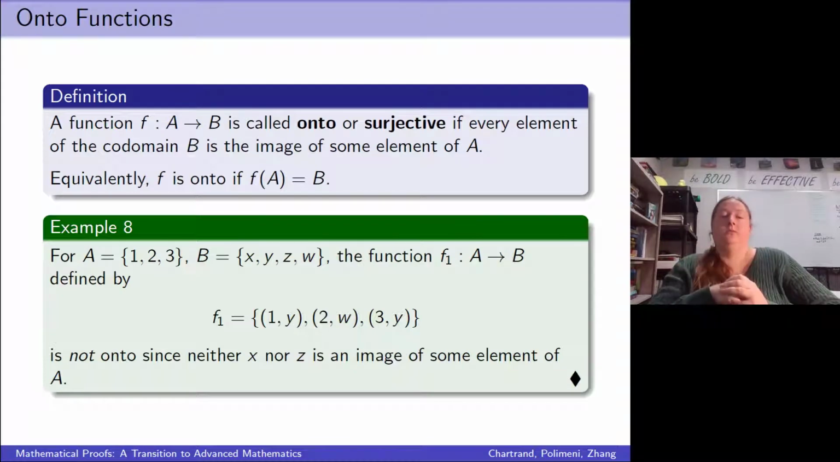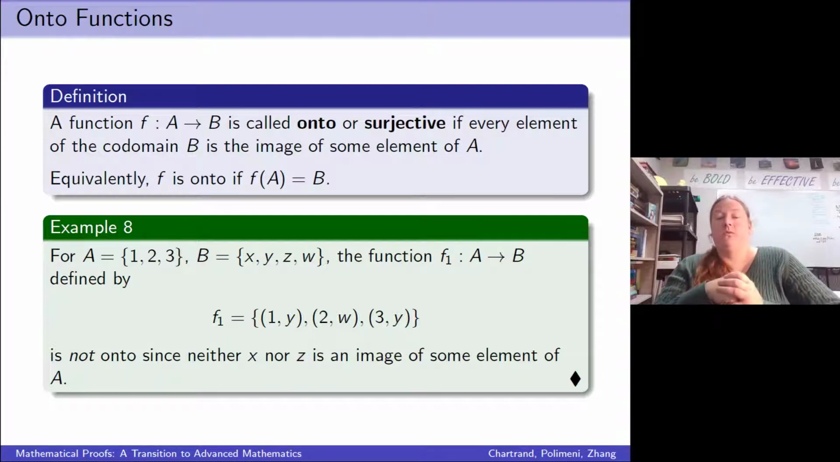Now, another property that functions can have is they can be onto or surjective. Again, we use these words interchangeably. So a function is onto or surjective if every element in the codomain B is the image of some element of A. So that really is saying that f of A equals B. So let's take a look at an example.